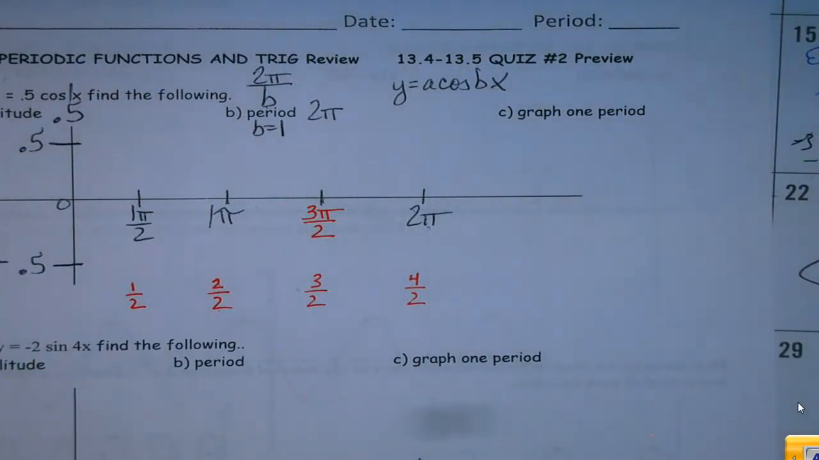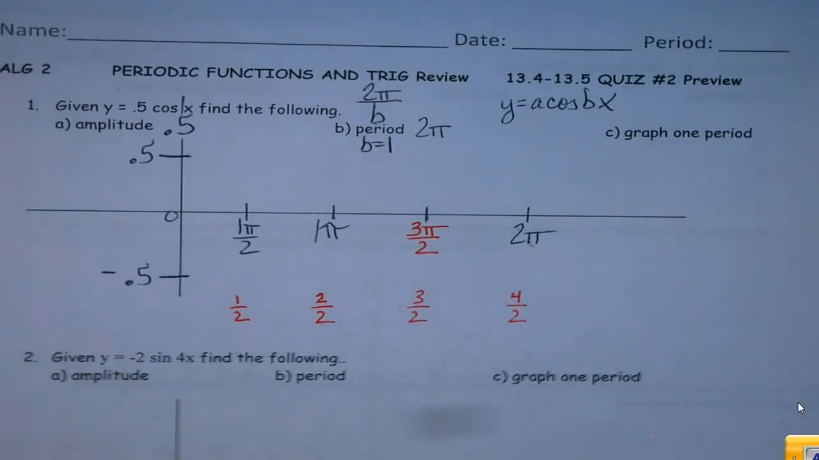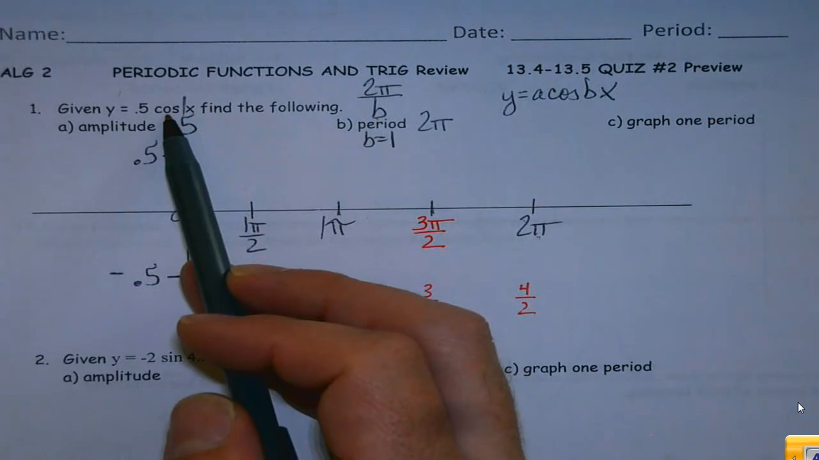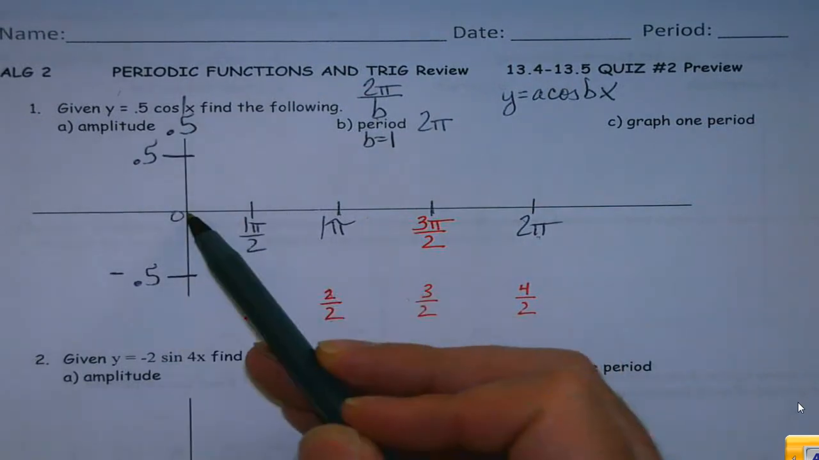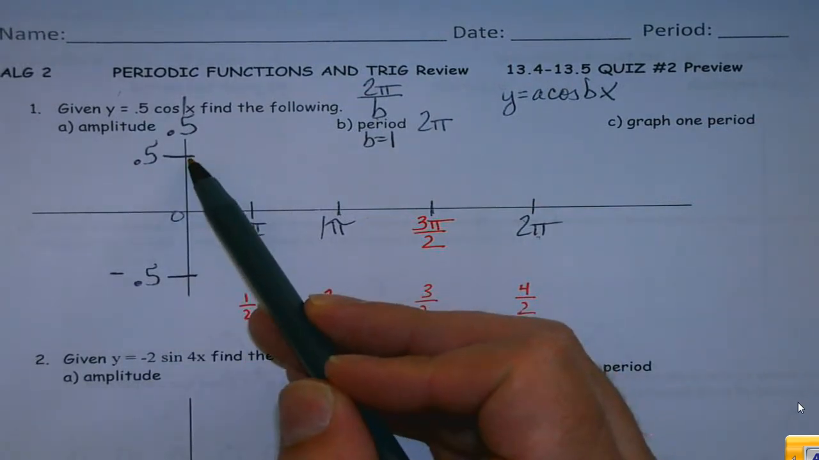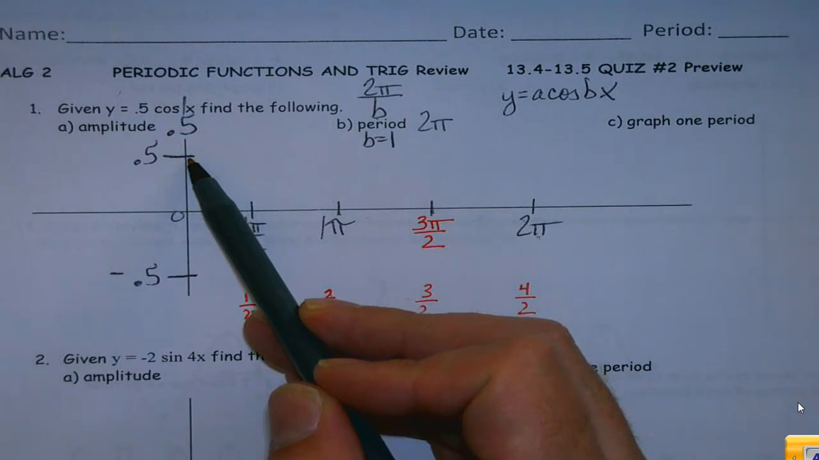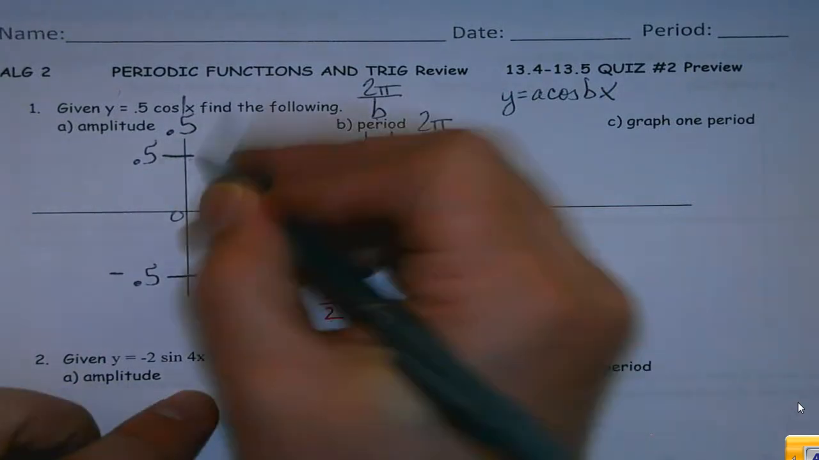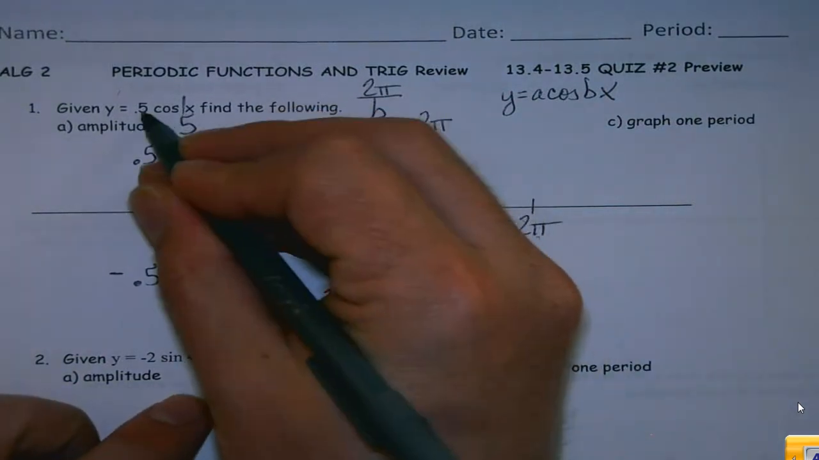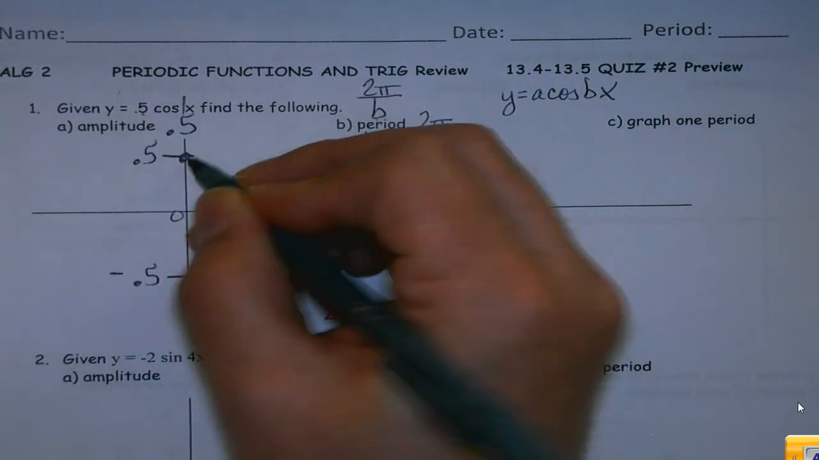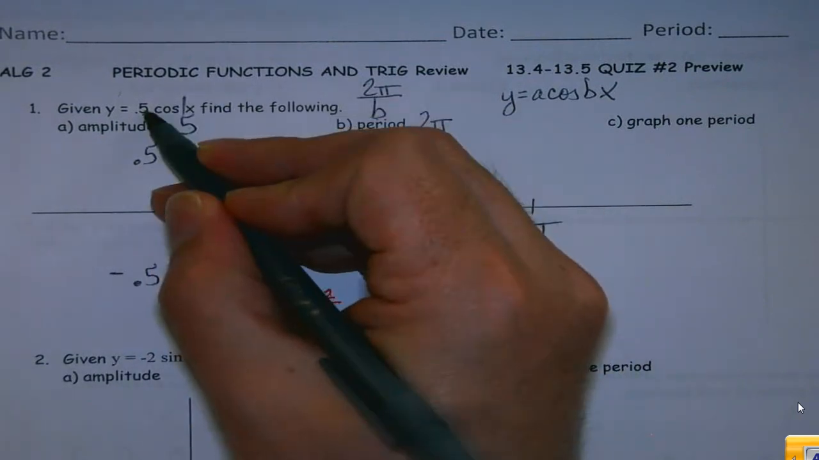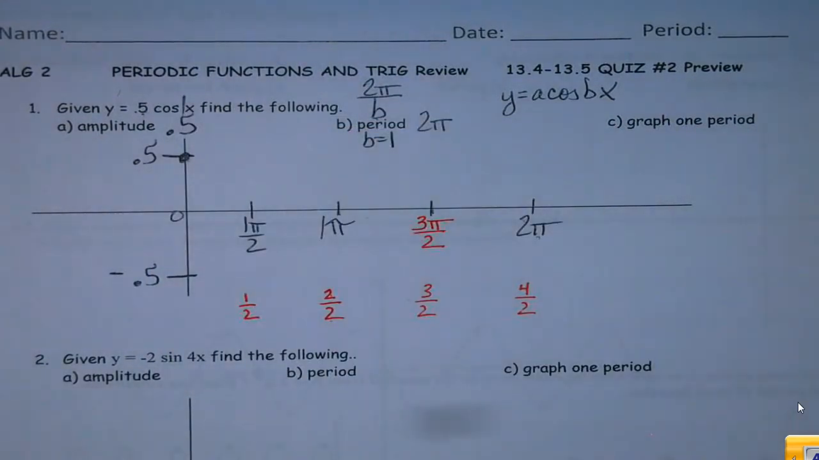One last thing to ponder. Let me move this back over. With cosine, am I going to start at 0 or am I going to start at the maximum? Okay, cosine starts at whatever my a value tells me. If this is 0.5, I start at 0.5. If this is -4, I start at -4. Sine starts at 0, cosine starts at the value.